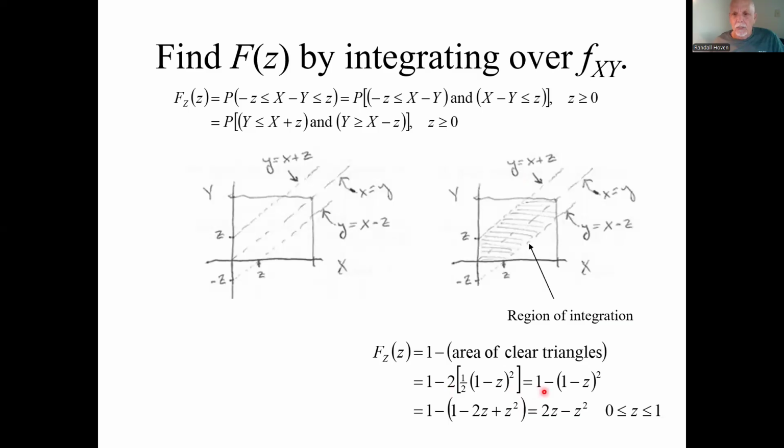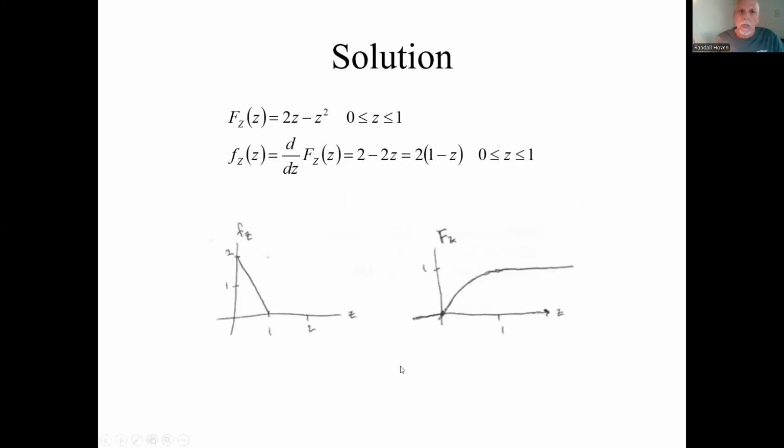So that's the area. It simplifies to this. This is the distribution function of Z, big F of z. Now all we need to do is take that derivative. There it is. Here is big F of z, the distribution function. Here's the little f of z, the PDF, the probability density function.